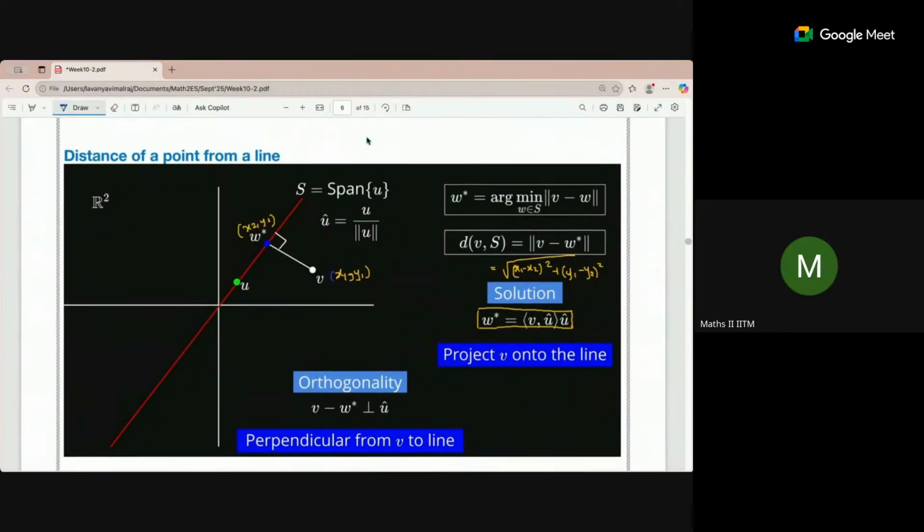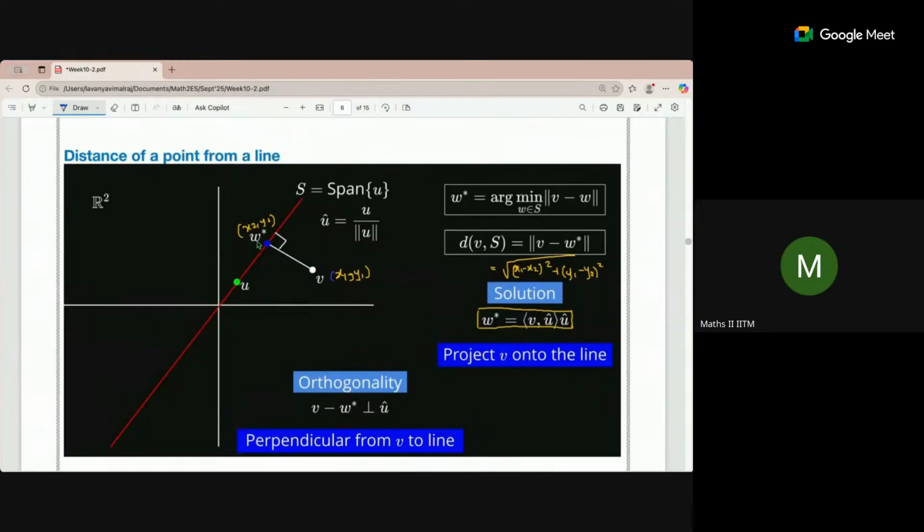For that you need to understand the concept of distance of a point from a line. Slowly, we will first understand the distance of a point from a line, and then move to a point from a subspace. Let's say you have a line here. A line is the span of some vector u, and then let's say you have a vector v. What is the distance of this point from this line?